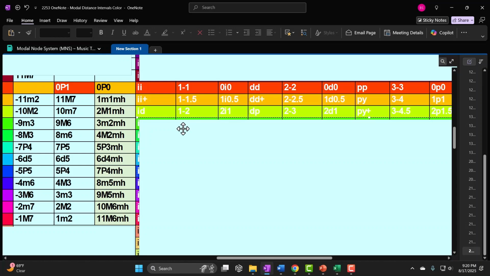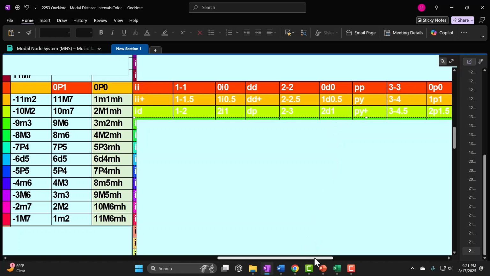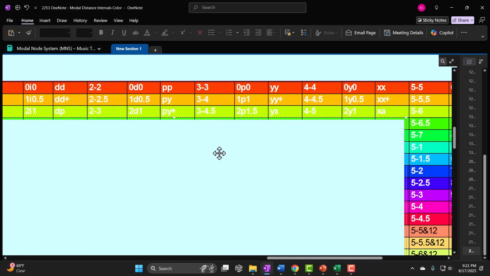So that's going to be a 1-2 modal range. It's going to be a 2 modal half step from the Ionian. A 2 half step from the Ionian, 1 modal half step up. If I start on the Dorian, it's going to be a D to the P. That's going to be a 2-3 modal range, a 2 note away from the Dorian first modal half step, which would be the second scale degree.